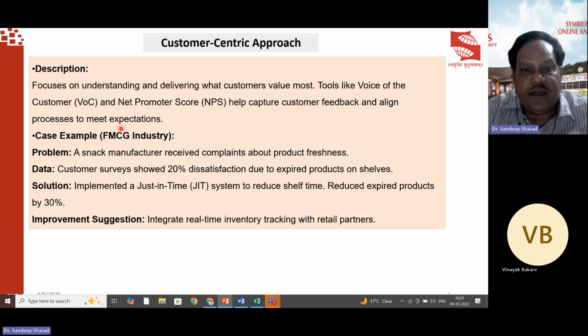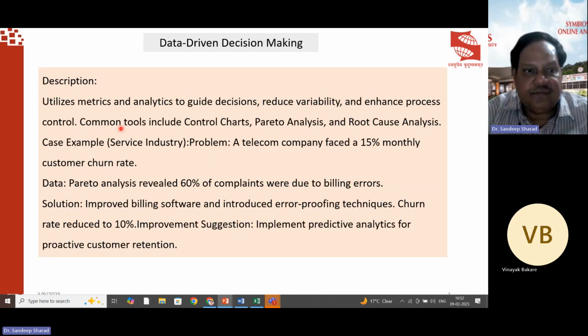Description: focuses on understanding what customer value most. Tools like voice of the customer and the net promoter score help capture customer feedback and align the processes to meet the expectation. For example, in the FMCG industry, the problem is a snack manufacturer receiving complaints about freshness. Data: customer survey showed 20% dissatisfaction due to expiration of the product on the shelves. Solution: implementing a just-in-time system to reduce the shelf time, reducing expired product by 30%, and integrating real-time inventory tracking with the retail partners.